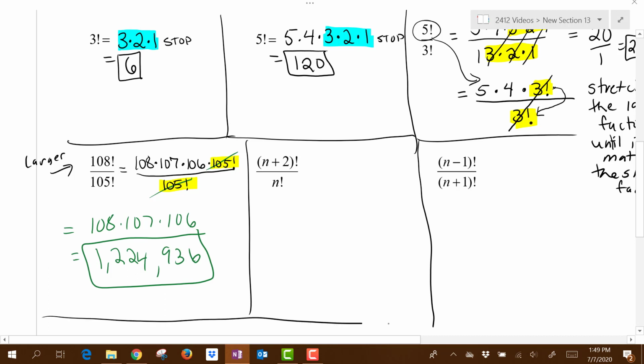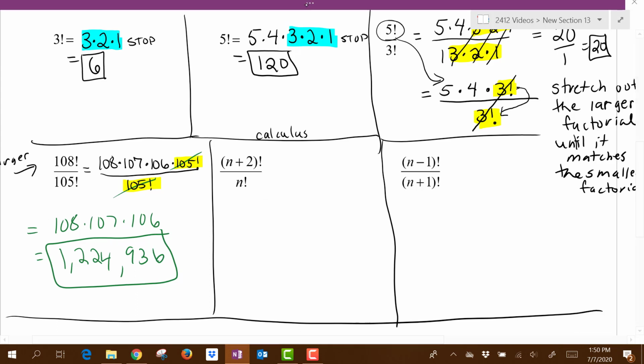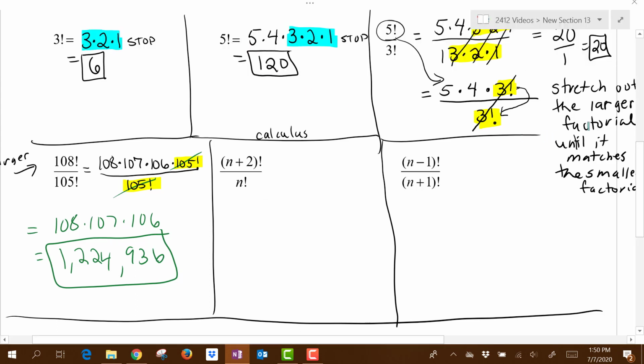Alright, and some of these you actually don't even have a calculator that will work for. We just have n plus 2 factorial divided by n factorial. These are the ones that you would actually encounter when you get to calculus. A little more interesting, a little more abstract. So not just solid numbers, but some variables included. Now, what we want to do is use our strategy that we've been using. We want to stretch out the larger factorial until it matches a smaller factorial, either at the top or the bottom. So n plus 2 and n, which one of those numbers would be larger?